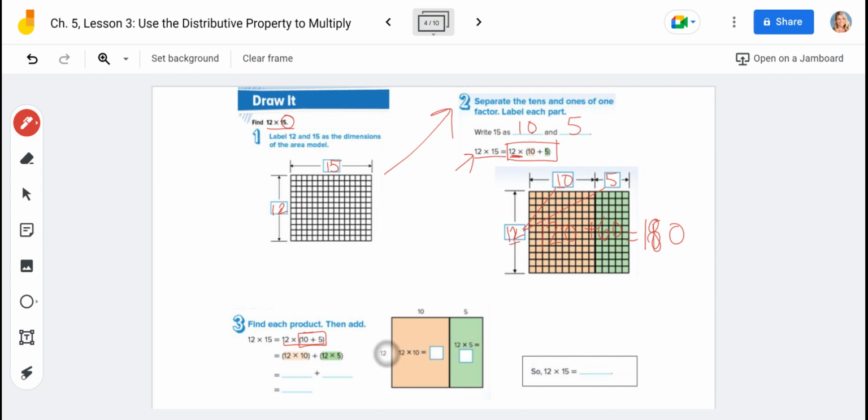When I multiply, I multiplied 12 times 10, I got 120. Then I multiplied 12 times 5, and I got 60. And then 120 plus 60 is 180. So 12 times 15 is 180. So this is a good way to ease into the standard algorithm because it can get a little tricky.